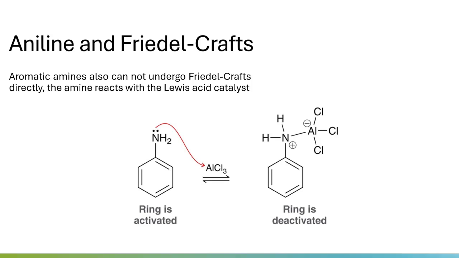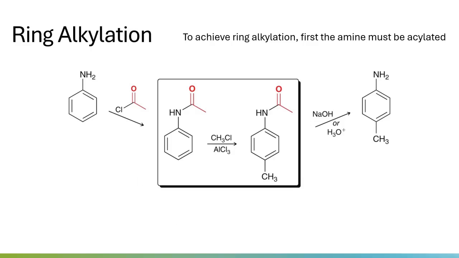Aniline and Friedel Crafts. Aromatic amines also cannot undergo Friedel Crafts directly. The amine reacts with the Lewis acid catalyst and deactivates the ring. Ring alkylation: to achieve ring alkylation, first the amine must be acylated. Then the ring can be alkylated, followed by removal of the acyl group.